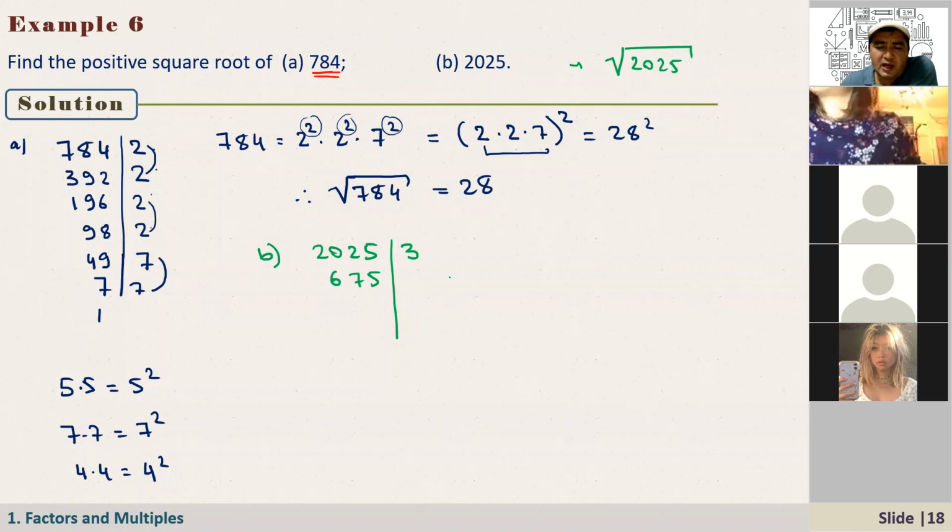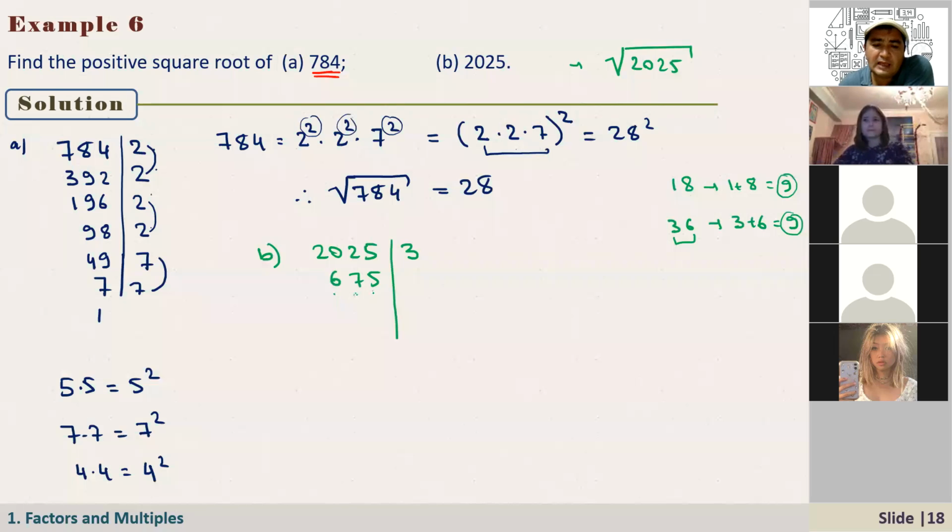Again, is it divisible by 3? How do we know that a number is divisible by 3? Just add its digits, right? For example, 18. Is it divisible by 3? Add the digits. 1 plus 8 is equal to 9. If the sum of the digits is divisible by 3, then that number is divisible by 3. For example, 36. The sum of the digits is 3 plus 6, that's equal to 9. So 9 is divisible by 3. That's why 36 is divisible by 3. So from here, 6 plus 7 is 13, 13 plus 5 is 18. 18 is divisible by 3. That's why now I'm sure that this number can be divided by 3.